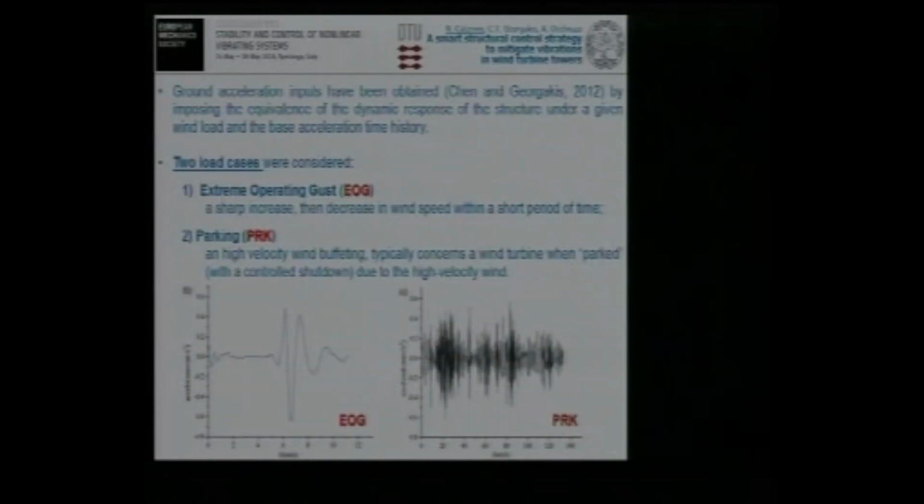Two very different kinds of wind load have been considered in these experimental activities: an extreme operating gust and a parking load. The first one is a short-term acceleration at the base with a few peaks, but large peaks. So a sharp increase, then a decrease in wind speed in a short period of time.